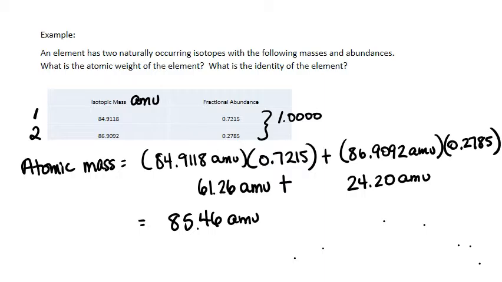Alright, so then we say that our average atomic mass of that element is 85.46 atomic mass units, and when you look at the periodic table to figure out what that element is, you're looking for the element that is 85.46, or as close to it on the periodic table as you can see.